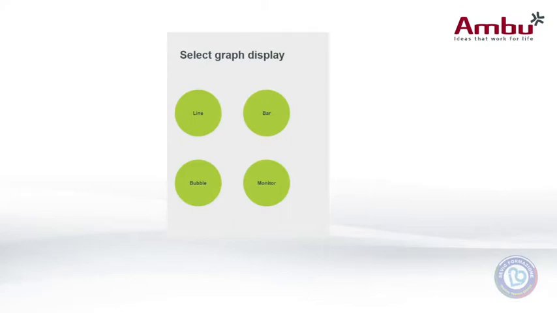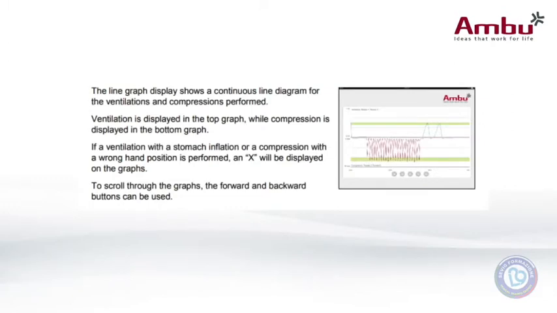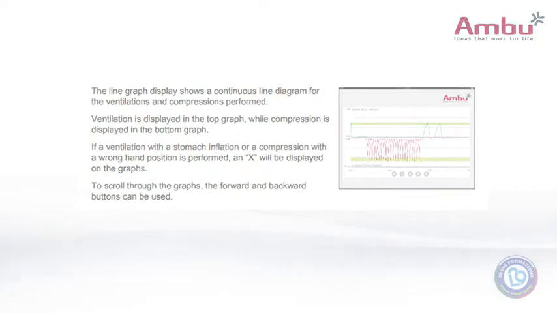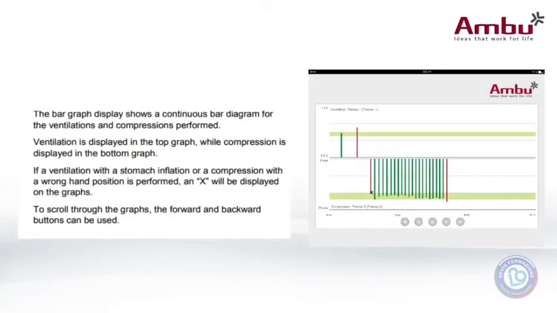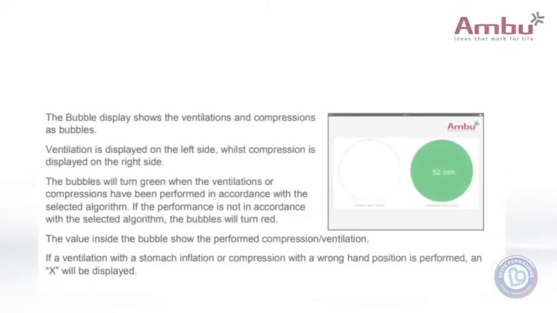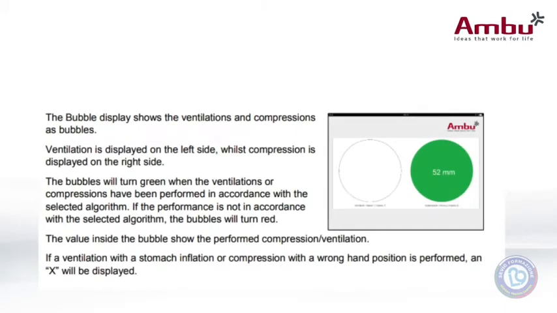With Ambu Man Advanced, trainees can select up to 4 viewing modes for CPR feedback: a line graph, a bar graph, a bubble graph, or a patient monitor. The line graph shows continuous line diagram for ventilations and compressions. In this view, if you have a wrong hand position or if your ventilations are going into your stomach, an X will be displayed on the graph. The bar graph shows a continuous bar diagram for ventilations and compressions performed. It also shows the X for wrong hand position or stomach ventilations. The bubble display shows ventilations and compressions as bubbles.